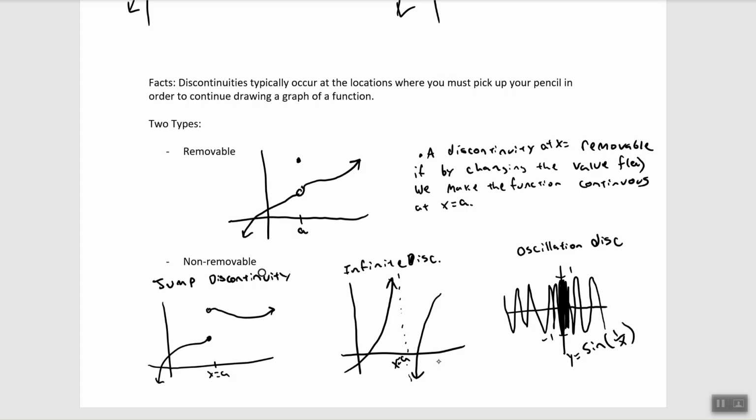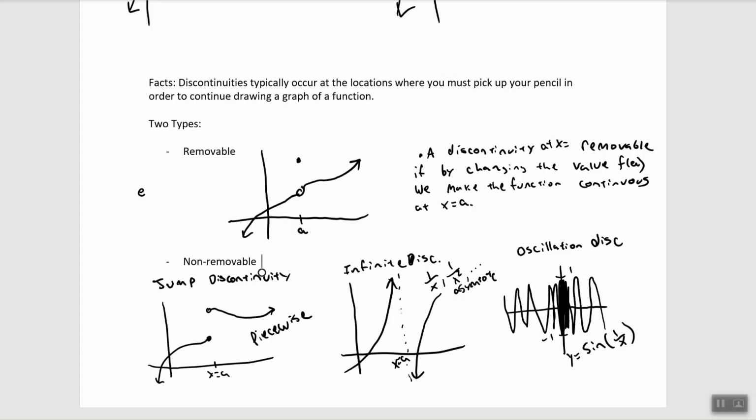So infinite discontinuities: any type of function with asymptotes, so things like 1 over x, 1 over x squared. Think asymptote. Jump discontinuities: you can think of piecewise defined functions. And for removable, you're going to be looking at functions that, when you factor them, typically you can cancel, in a sense, to get a function that looks nice.